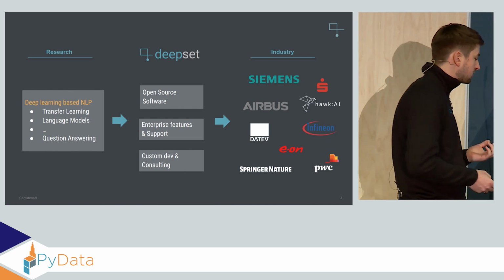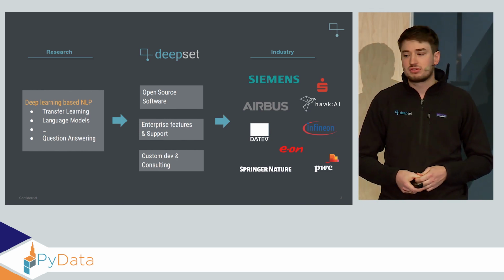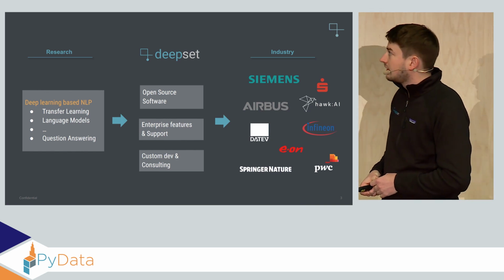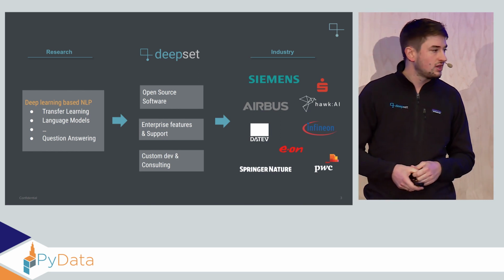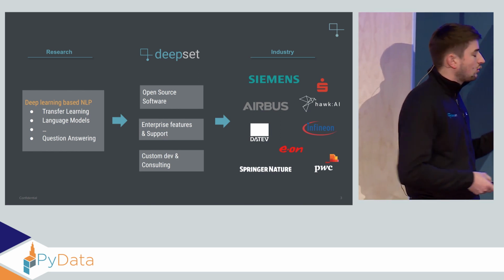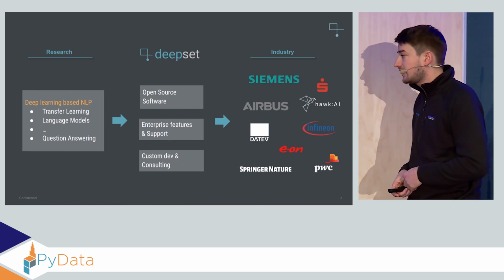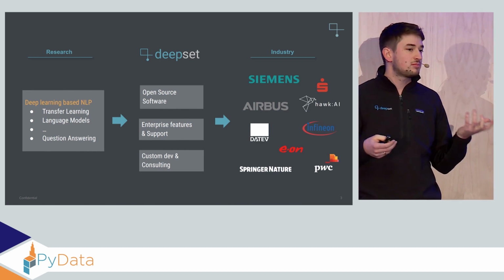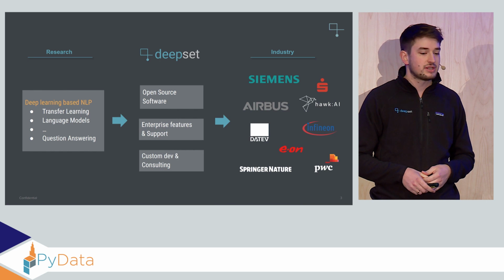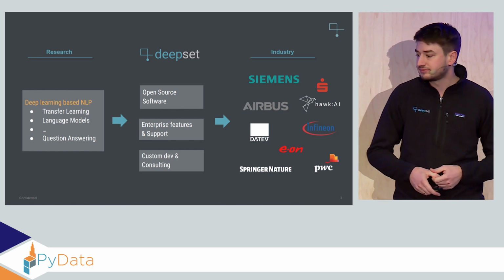And that's why 2 years ago we founded deepset, a small startup in Berlin, where we try to do exactly that. And we do that basically with 3 different approaches. On the one hand side, we have open source software and models that we publish, free for everybody to use, free for all developers. And then we have on top of that some enterprise features that you really need when you want to deploy at scale. And we do some custom development and consulting.